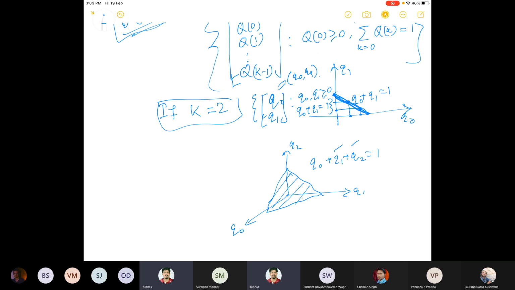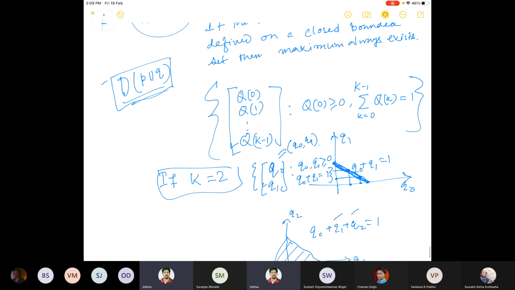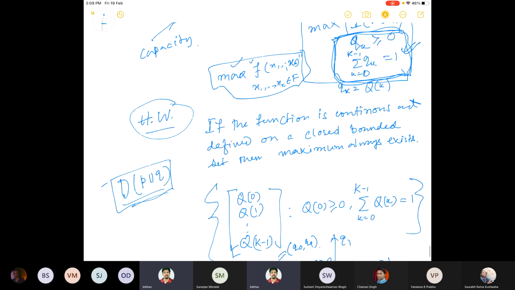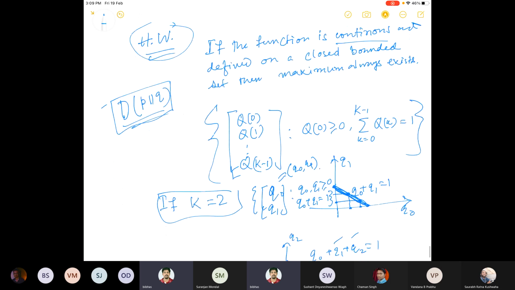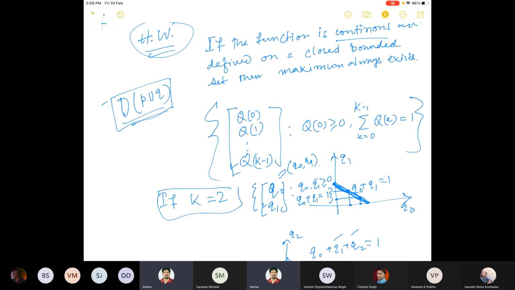This is finite. Your job now is to prove that this function is continuous. I'll not prove this continuity; in fact, I'll use some other tool. But let us assume that this maximum exists. Then we have to find this maximum, and that will give you the capacity.